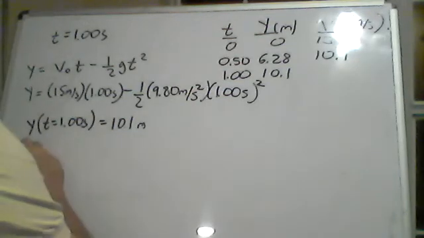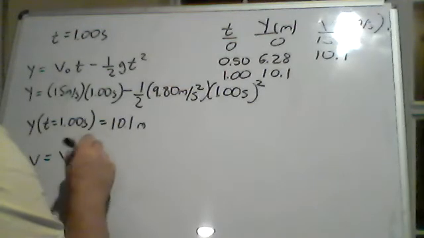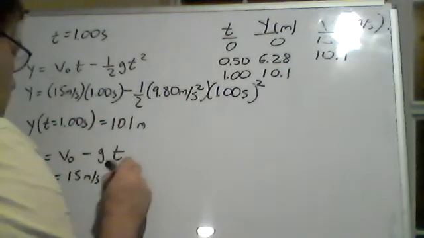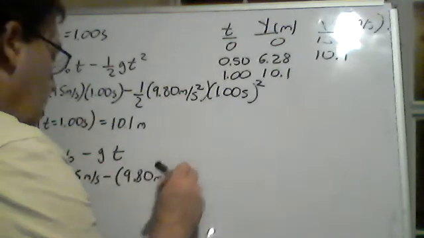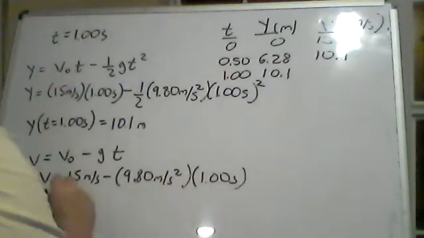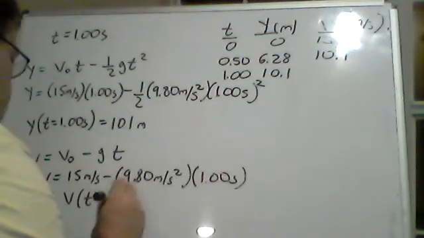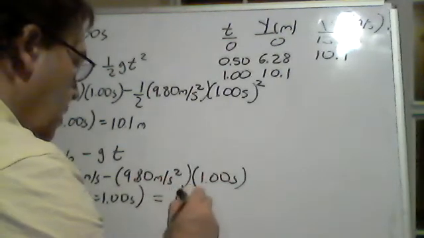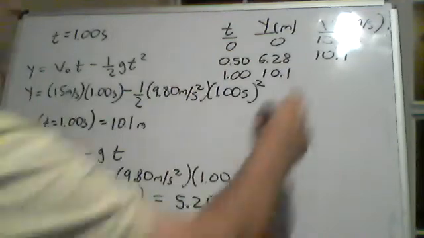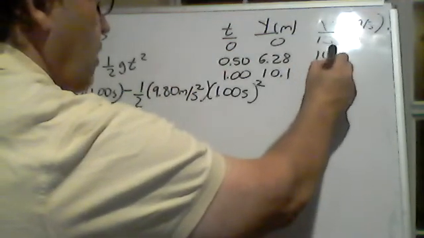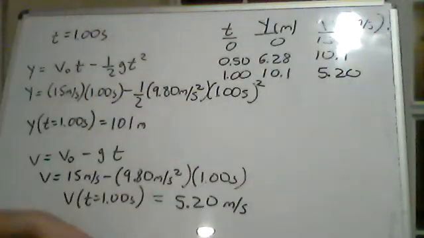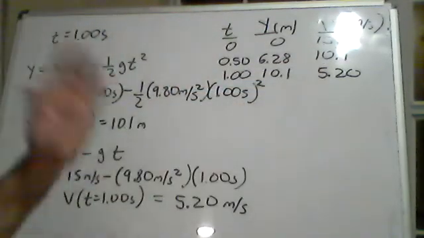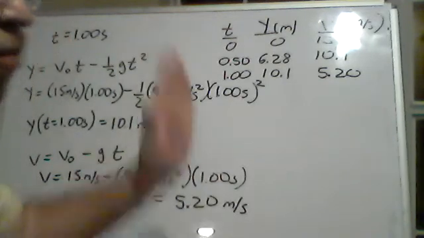What about the velocity? The velocity is going to be v naught minus gt, same equation. v is going to be 15 meters per second minus 9.80 meters per second squared, again at 1 second. If I work that math out, the v at t equals 1.00 seconds, my velocity has now slowed down to 5.20 meters per second. So I've slowed down quite a bit. I've gone from 15 meters per second at t equals 0, half a second later, I've slowed down to 10.1 meters per second, and a half a second later, I'm down to 5.20. Given that these velocities are still positive, that means I am still rising.